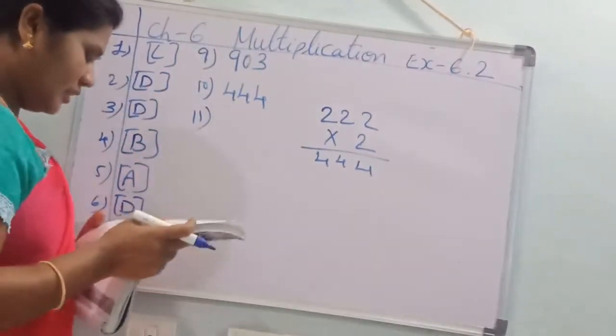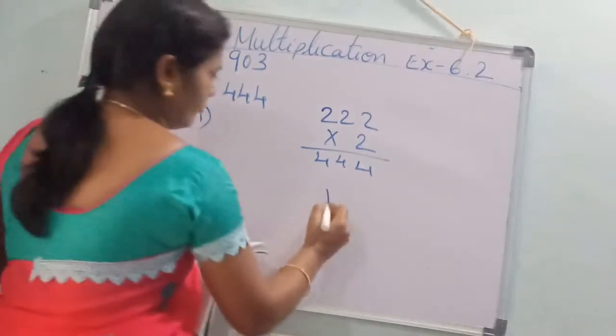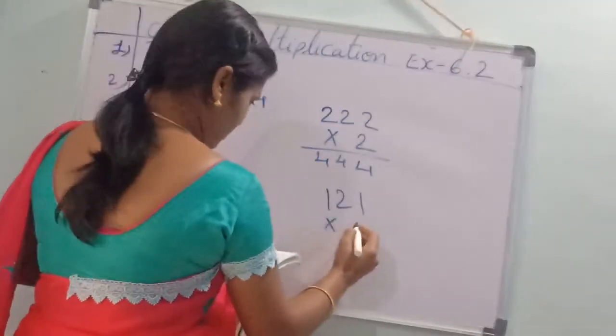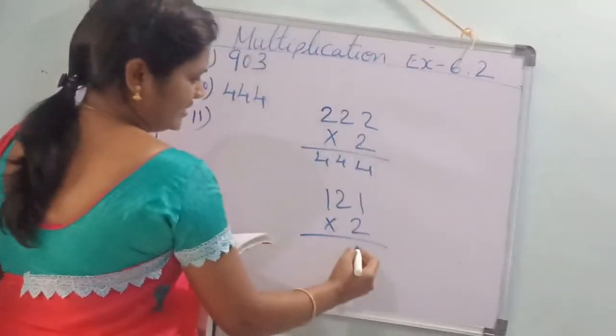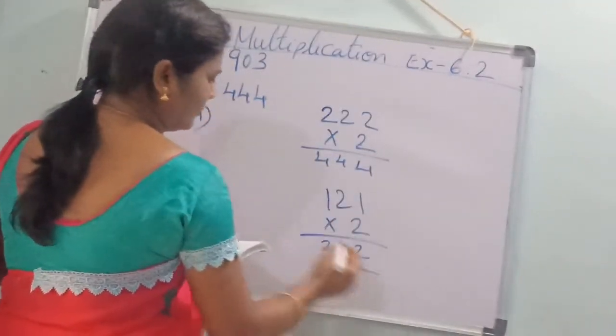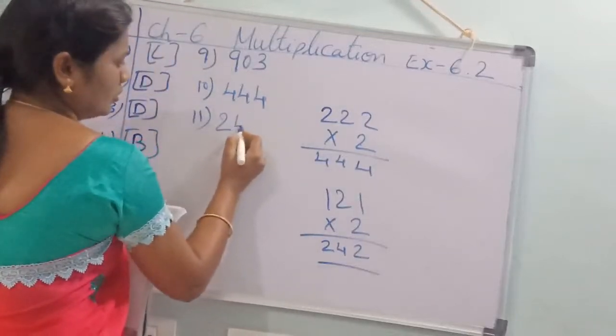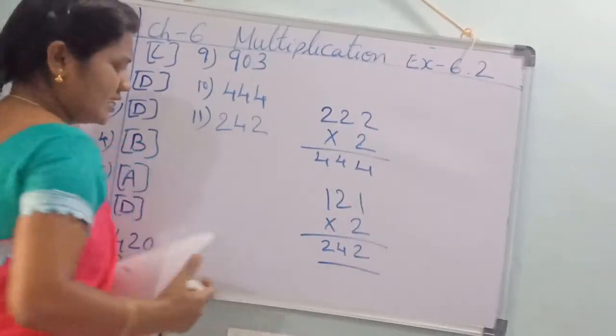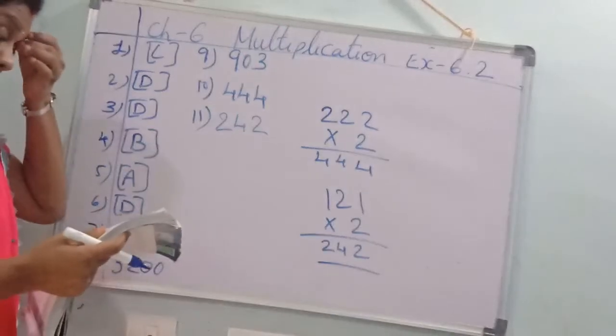Next, what is the product of 121 into 2? 2 ones are 2. 2 twos are 4. 2 ones are 2. What is the product? 242 is the product. Understood, children?